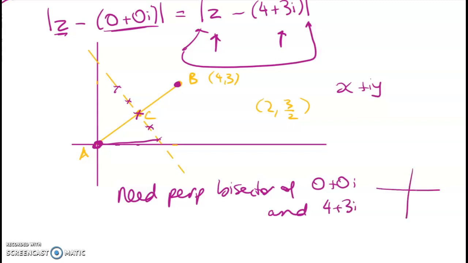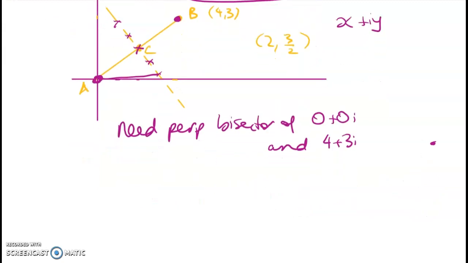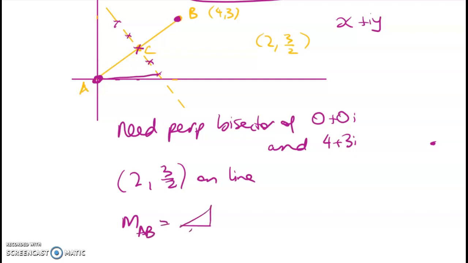And again, I saw a lot of diagrams with this point down here, with a point down here, or sometimes even a point down here. So that's not what we're looking at. The midpoint, 2, 3 over 2, is on the line. And we know that m_AB, the gradient of that little line, is going to be 3 over 4.